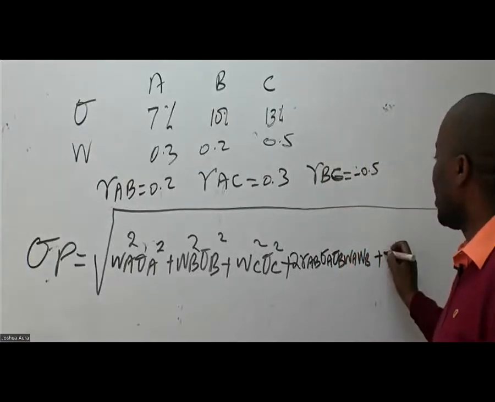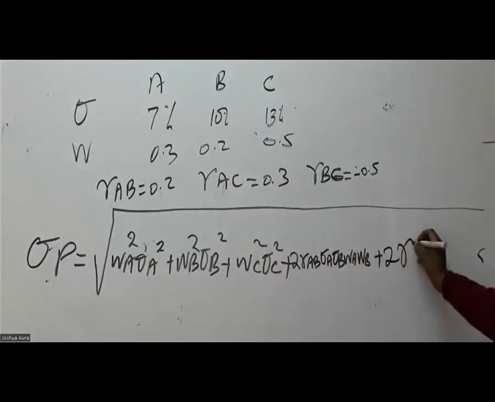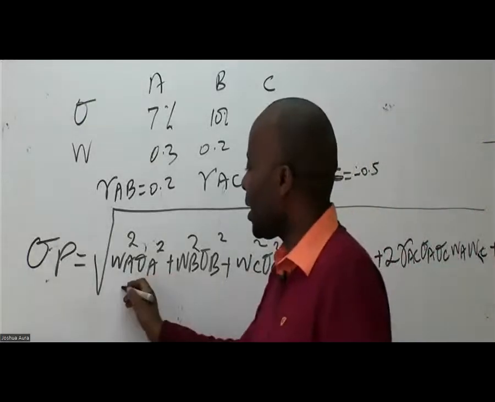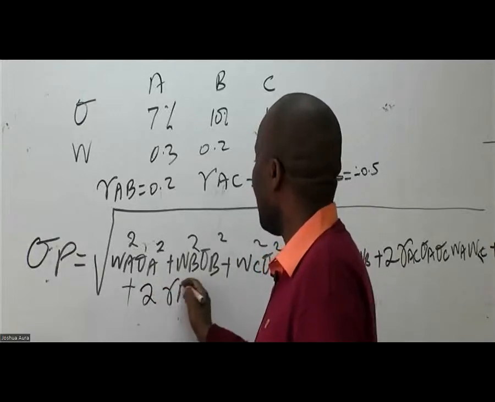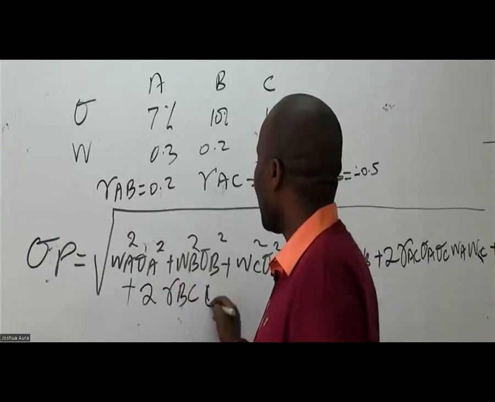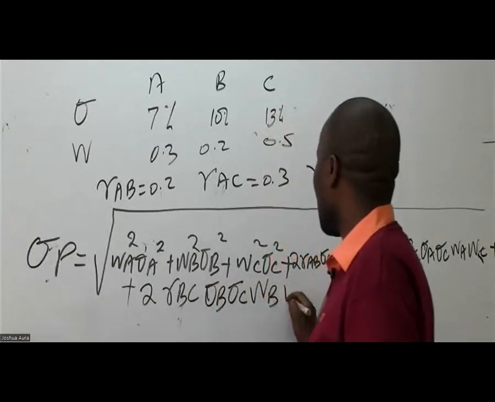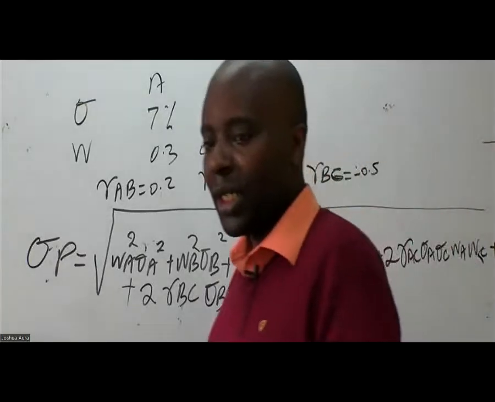Plus the next pair is AC: plus 2, R of AC, standard deviation A, standard deviation C, with weight A, weight C. Plus the last pair is twice R between BC, standard deviation B, standard deviation C, and the weights to be attached like that.